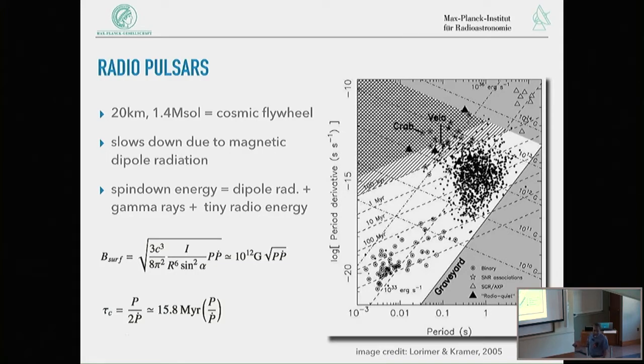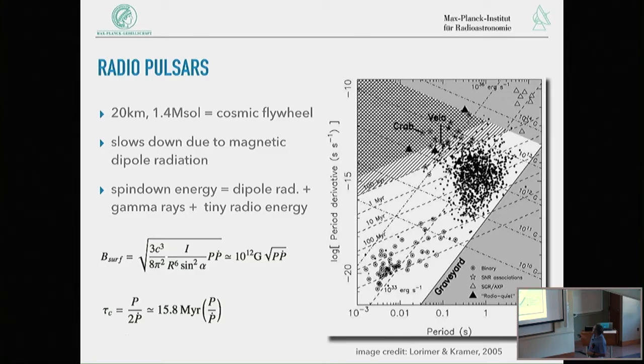This radio energy is very tiny, but still it gives us a wealth of information. Just two observed quantities, the pulse period and the way the star slows down, which is the P dot, tell what the surface magnetic field is and what the age of the star is. With these two quantities, you can build what is called a P-P dot diagram, with the period and period derivative, and that tells how a star is born and how it evolves.